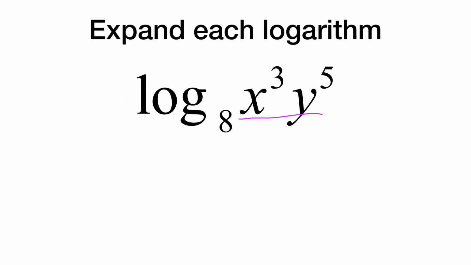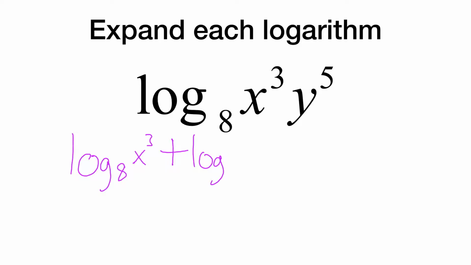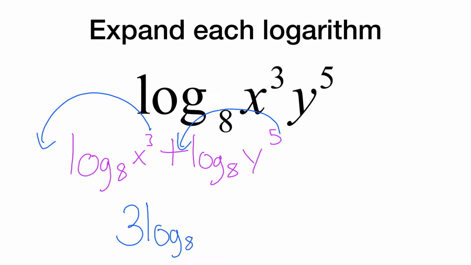The first thing I want to notice is what we can do. I know I'm eventually going to pull out that 3 and pull out that 5, but I can't do that until those have been separated. Since they're being multiplied, I separate them by doing log base 8 of x cubed plus log base 8 of, not x, y to the 5th. Now, both of these go out, so it becomes 3 log base 8 of x plus 5 log base 8 of y.